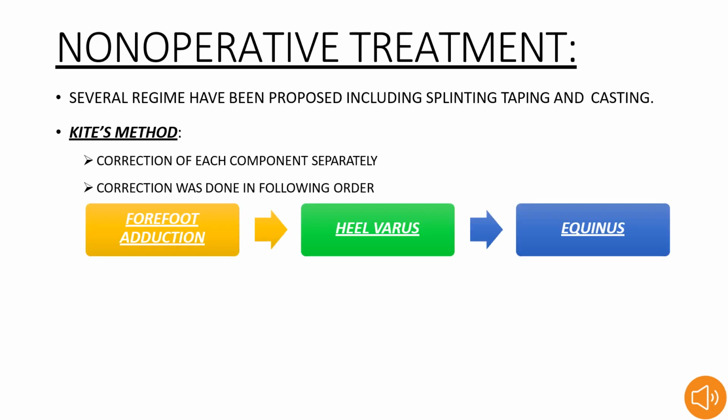Now coming to the non-operative treatment. The first method to be described is Kite's method. Kite corrected each component separately, and correction was done in the following order. First, forefoot adduction was corrected, then heel varus, and then equinus. He used the calcaneocuboid joint as a fulcrum, which blocks abduction of the calcaneus and thereby prevents eversion of the calcaneum. Now, this is one of the errors in Kite's method. He also does not correct the cavus, which leads to pronation and eversion of the first metatarsal.